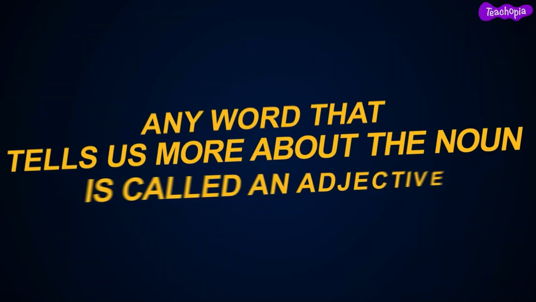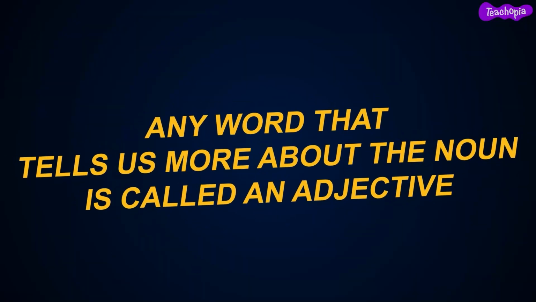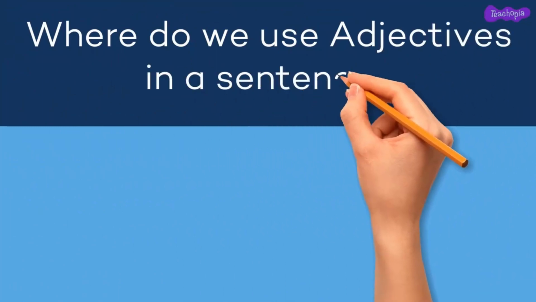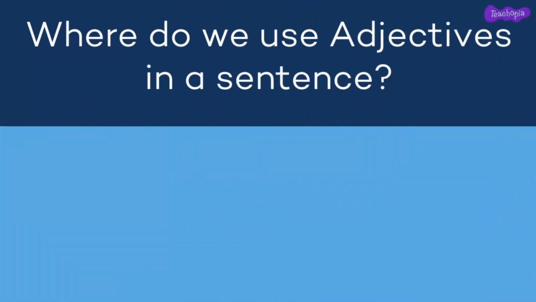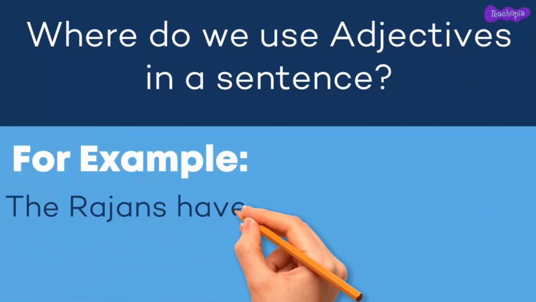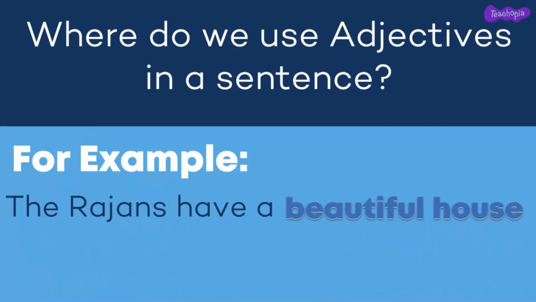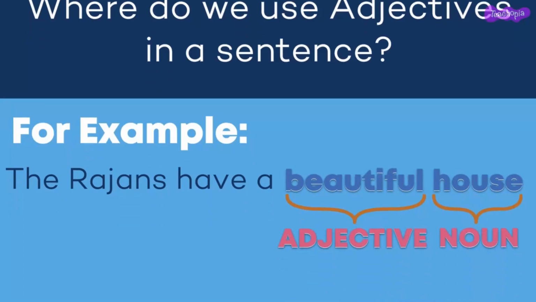Now remember that any word that tells us more about the noun is called an adjective. Where do we use adjectives in a sentence? Most adjectives are used before a noun. For example, the Rajans have a beautiful house. Here, beautiful is the adjective, whereas house is the noun.